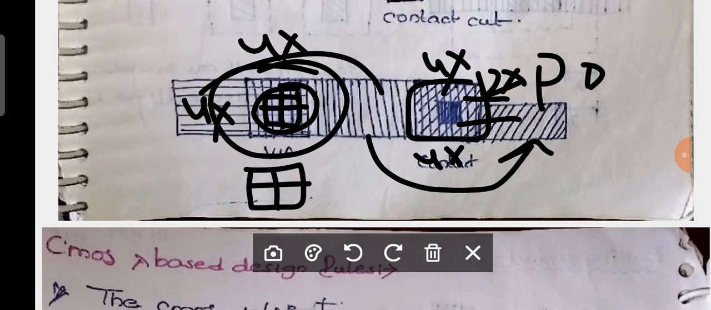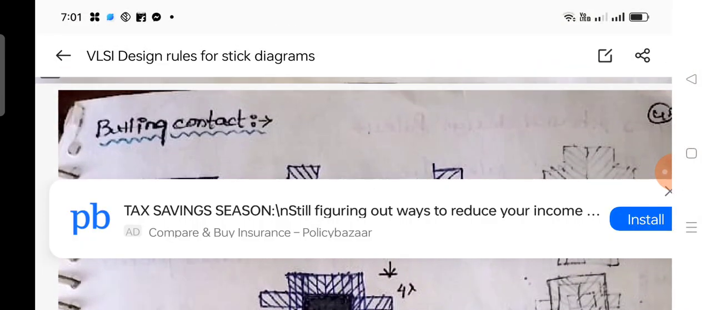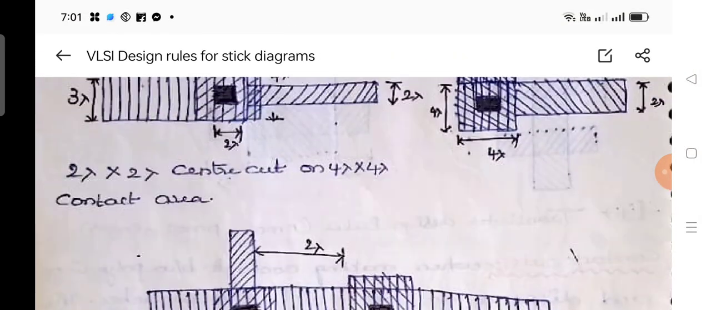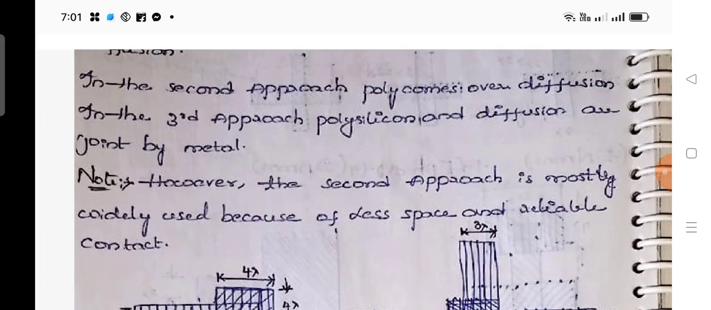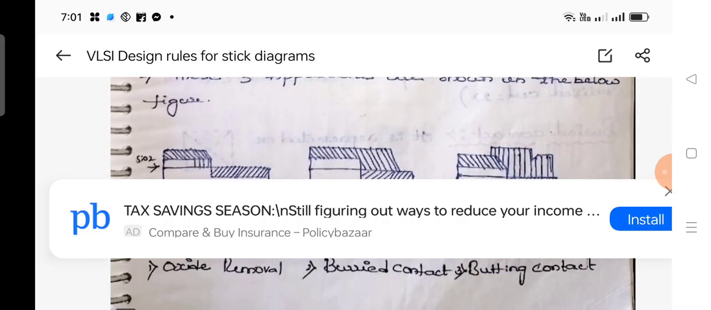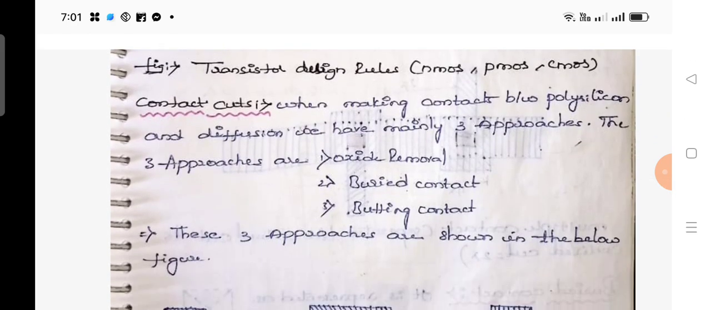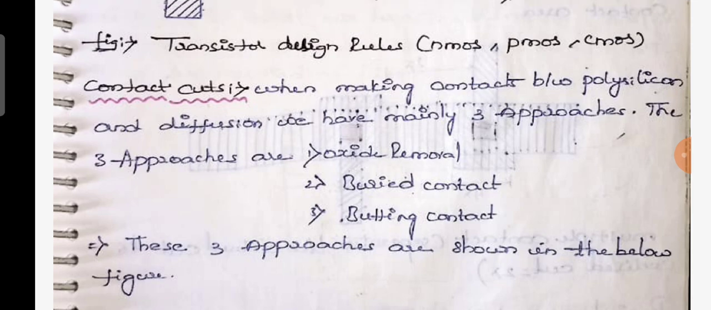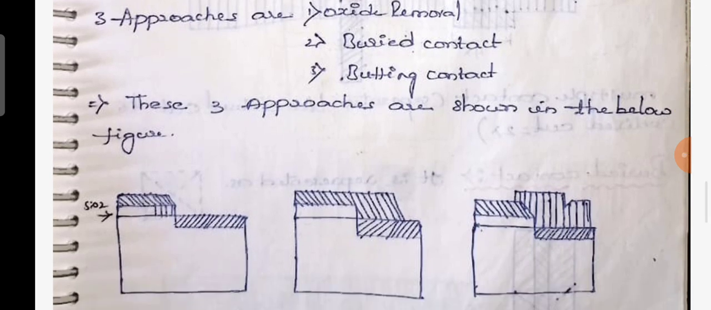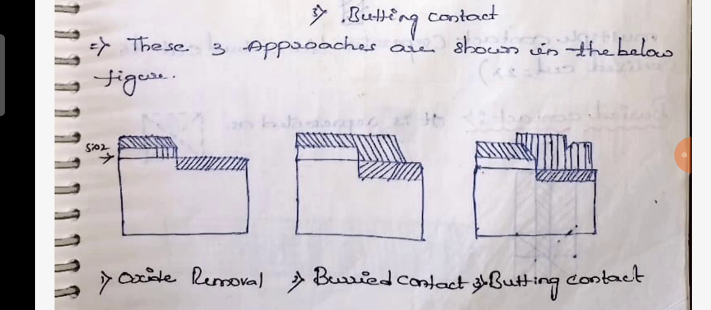That's it, guys, this is about contact cuts. If you have any doubts, you may ask. Once again, I'm quickly recalling what we discussed here. The major point is that when two different layers interact with each other, we have a contact. The first topic in contact cuts was the three approaches for making a contact between polysilicon and diffusion: the first is oxide removal, the second is buried contact, and the third is butting contact. You may observe the clear picture of these three contact cuts for giving the connection between poly and diffusion.